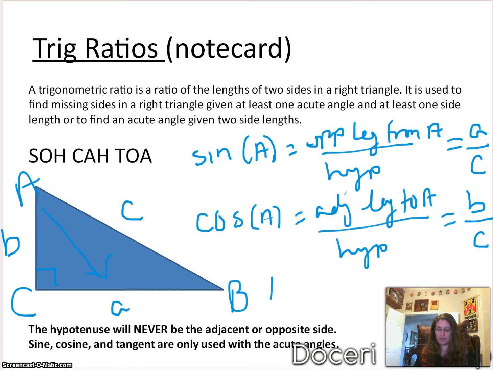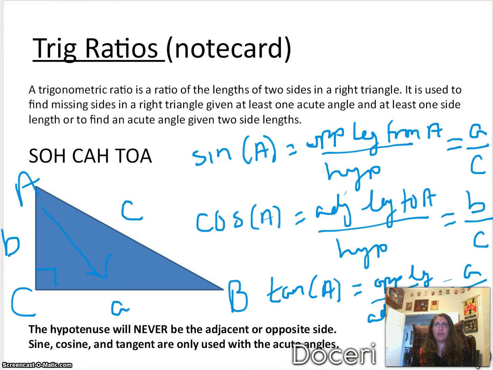And then the last one is tangent of A, and tangent of A is going to be the opposite leg over the adjacent leg. So in this case, opposite of A is a and adjacent is b. So tangent of A equals a over b.